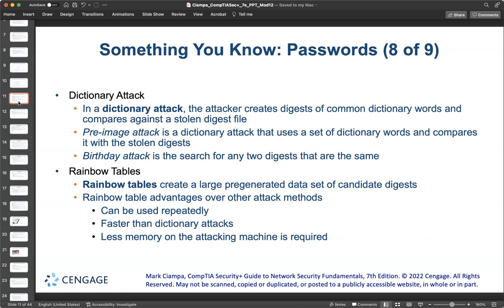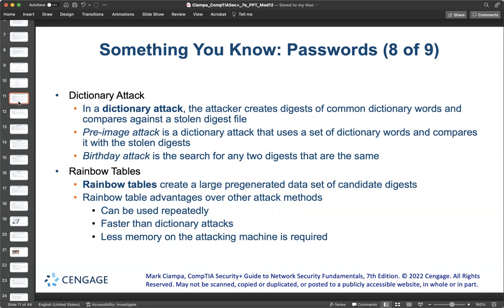We also have the dictionary attack. In a dictionary attack, the attacker creates digests of common dictionary words and compares those against the stolen digest file. This really is useful against the passwords of users who use common words like "come to the beach" or "come to the fun" or anything like that, right? If they're using these terms or known dictionary words in their password, the dictionary attack is going to be super useful because these are a set of known words, right?